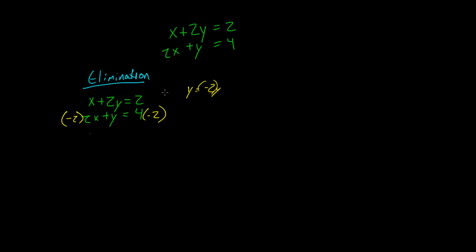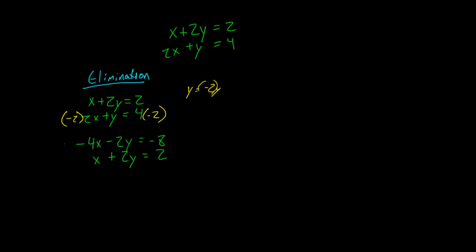So whenever I rewrite this equation, I'm going to take my negative 2 times 2x, negative 4x. Negative 2 times y, negative 2y. And here we're going to have equals negative 2 times 4, or negative 8. All right. Now, it doesn't matter what order. I had this one on top. I'm going to move this one down below this. So I'm going to have an x plus 2y equals 2.